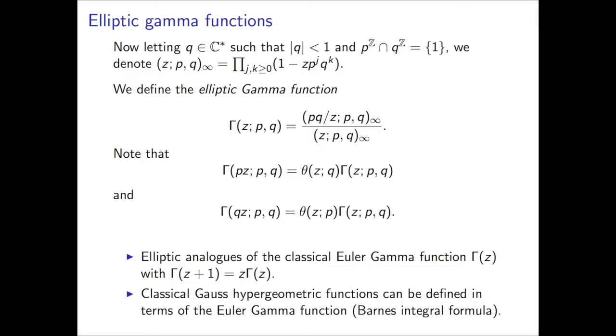And now it's a classical fact that the classical Gauss hypergeometric functions can be expressed in terms of the classical gamma functions. Sorry, there's just the one gamma function classically, and there are in fact several integral formulas relating gamma functions and classical hypergeometric functions, and the one that's meant to be analogous for us in the next slide is the one called the Barnes integral formula.